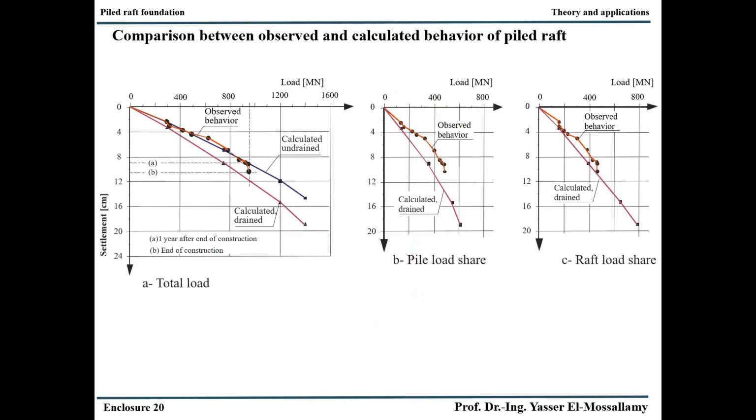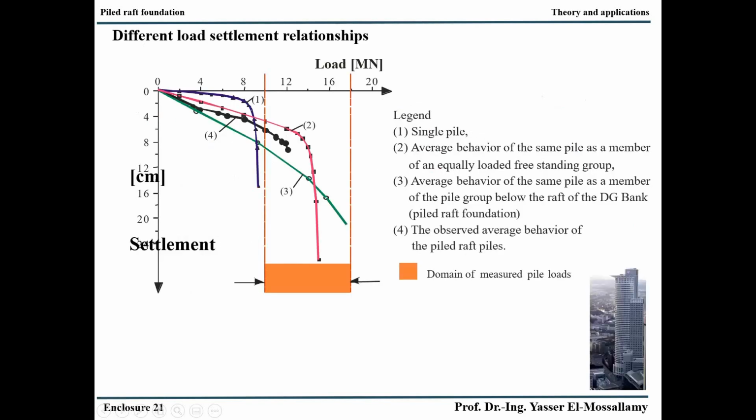Here are some results comparing the performance as calculated and as measured, and then we can understand the performance of raft foundations. Here you can see that we can make a very nice back calculation between the total load, measured load, and the measured settlement, the load share taken by the piles, and the load share taken by the raft. This was for this DG Bank, the last example we have discussed. But we have done something very nice here.